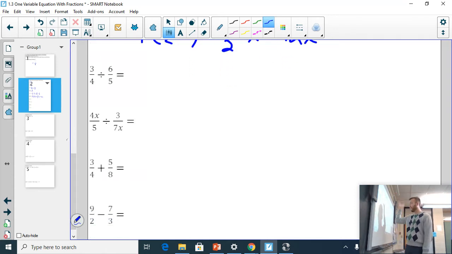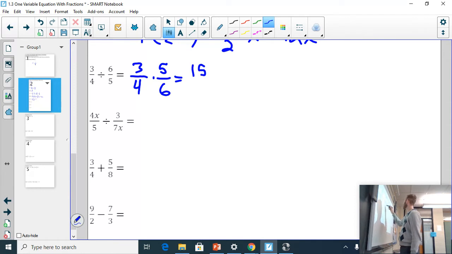Next, 3/4 divided by 6/5. Remember, when we divide a fraction, we're actually multiplying by the reciprocal. So 3 times 5 is 15, and 4 times 6 is 24, and I don't think anything comes out of those nicely. Actually, I think it does. If we divide both by 3, 15 divided by 3 is 5, 24 divided by 3 is 8, and I think that's as low as it goes.